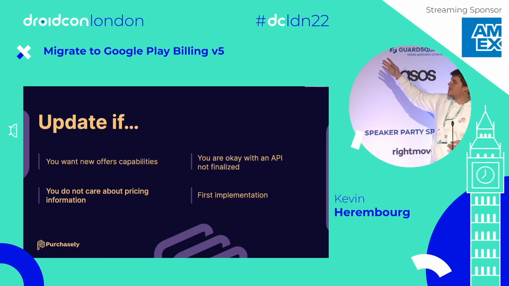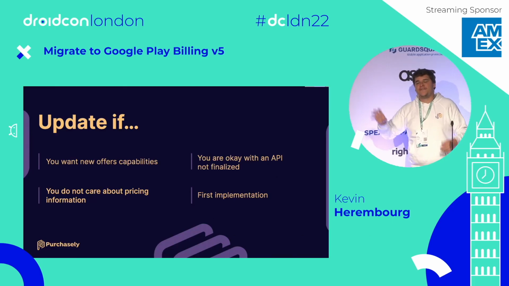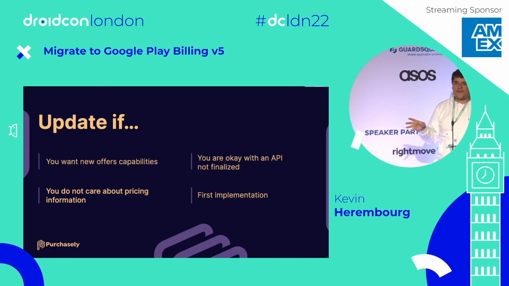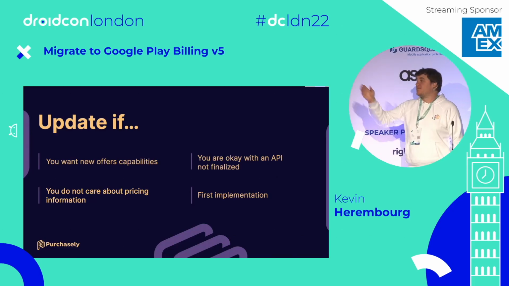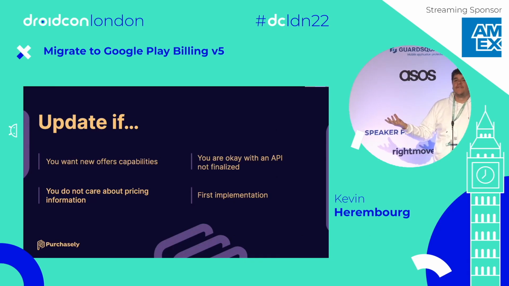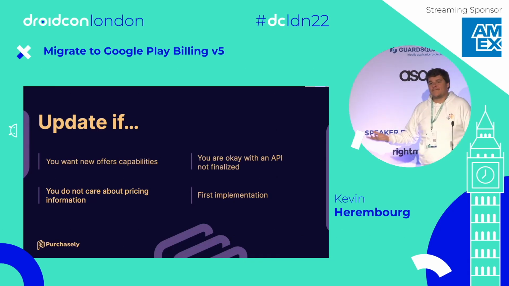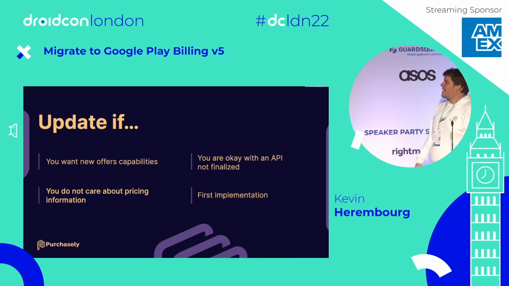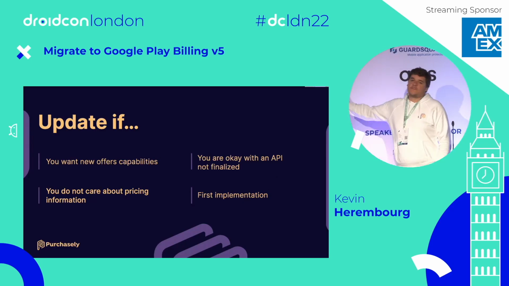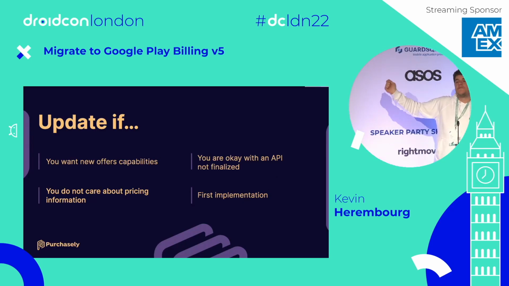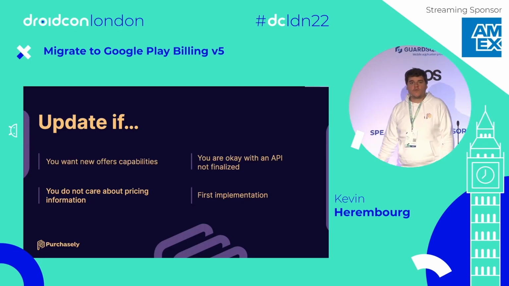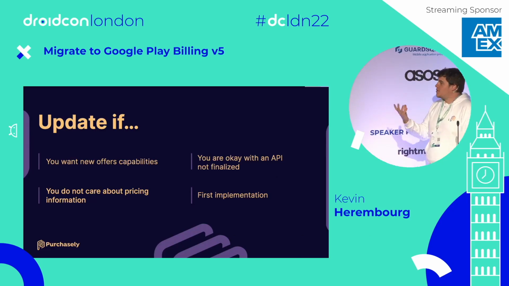And also the API comes with a lot of coming soon. If you go to the Google Play Billing page information, you will see a lot, like for example, pricing information coming soon, but coming soon when, we don't know. And I will only suggest it if it's your first implementation of Google Play Billing. Because if it's your first implementation, go directly with Google Play Billing v5. You will have all that you need.